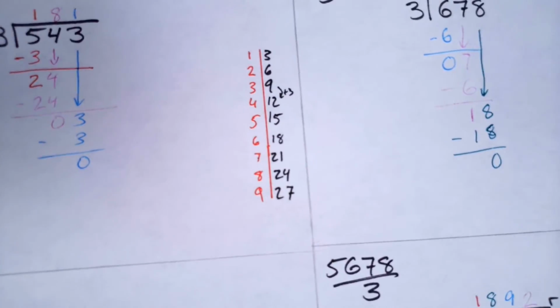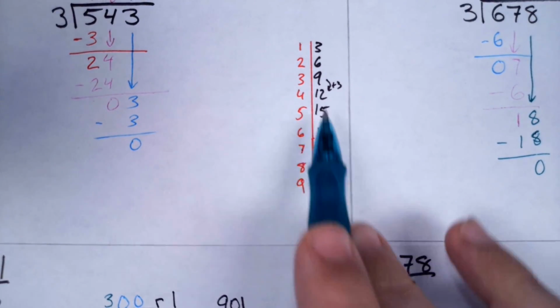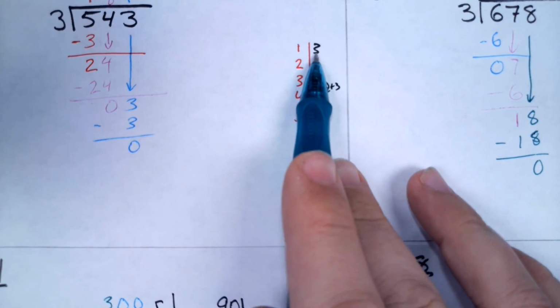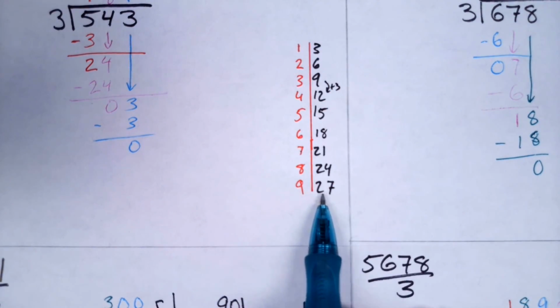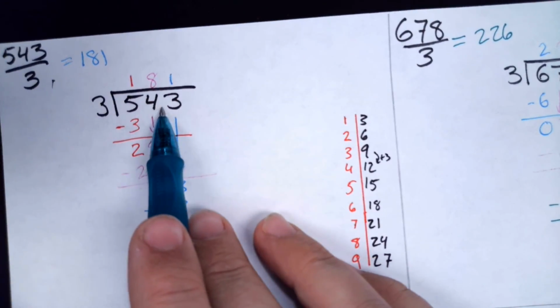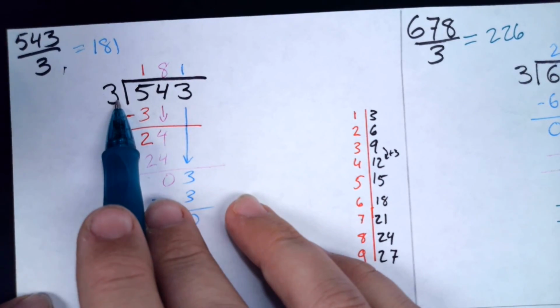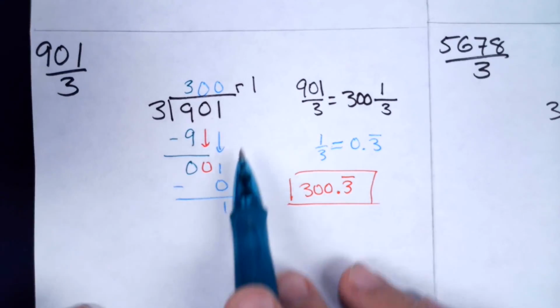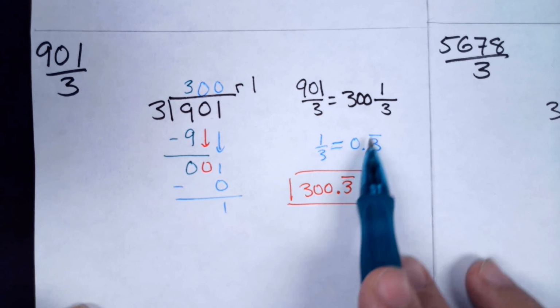So remember, use the table at the start. You know what your divisor is. You'll know all the multiples up to 9. The top goes on the inside. The bottom goes on the outside. If you have a remainder, we can usually convert it into a decimal.